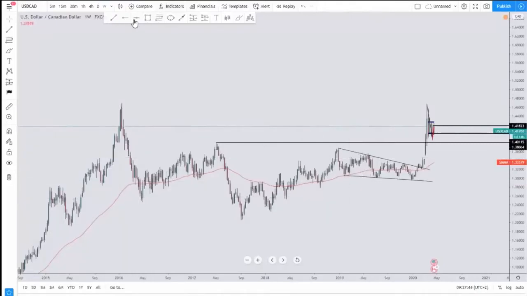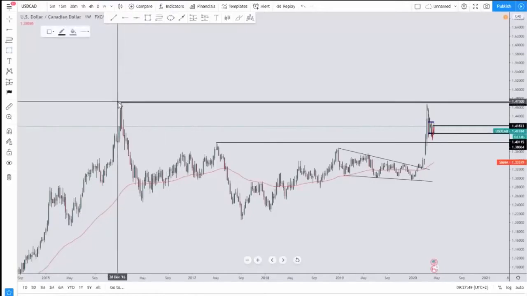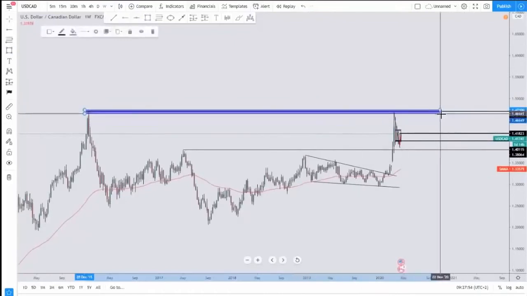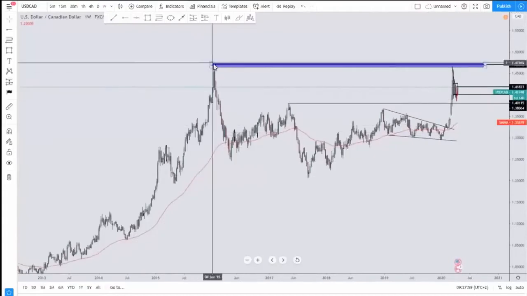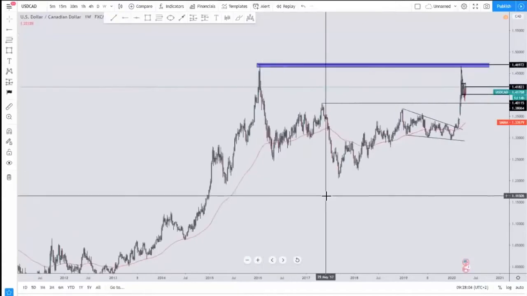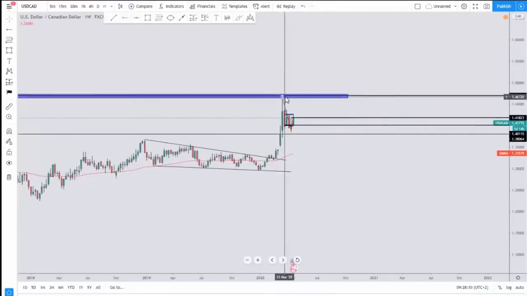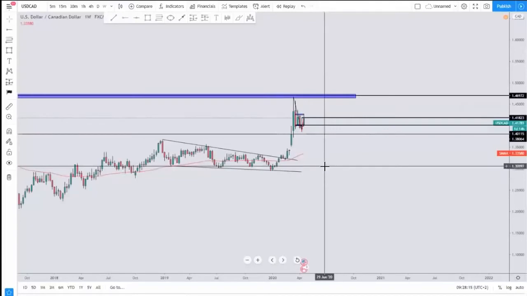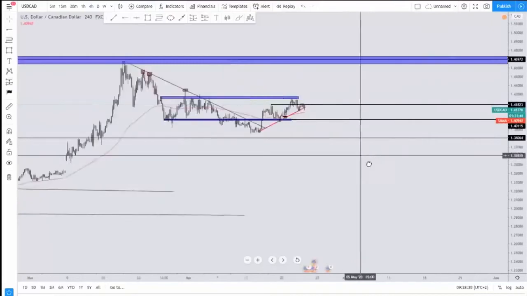Is that we have this major area of supply right here. And as you can see in the past, when price touched this level right here, we had a huge sell-off. Now, recently we had a bull run on USD CAD touching this area of supply, and we had a huge rejection as well.